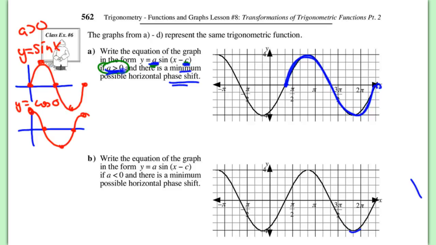That is one period of sine. I found it. It's been shifted. Now, there is also another one back here that's been shifted to the left, and it would have started somewhere way back here, but that's not a minimum, right? That's not a minimum phase shift.